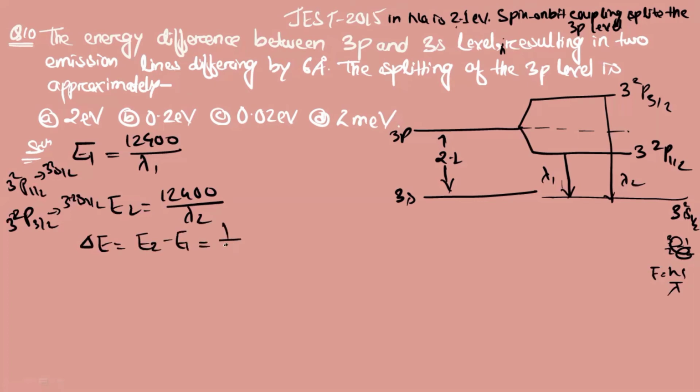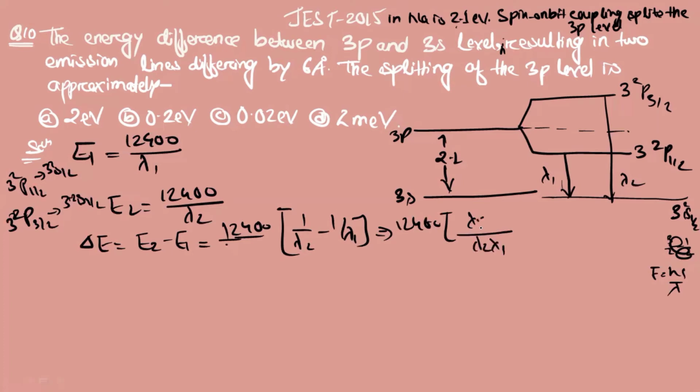Okay, that is 12400 within the bracket, 1 by lambda 2 minus 1 by lambda 1. That is equal to 12400 times (lambda 1 minus lambda 2) by lambda 1 lambda 2. We have already seen emission lines are differing by 6 Angstrom. So lambda 1 minus lambda 2 value is 6 Angstrom. So you have here 12400 into 6 Angstrom. It is just the basic way.